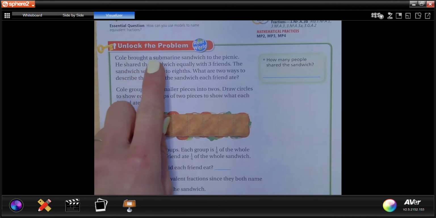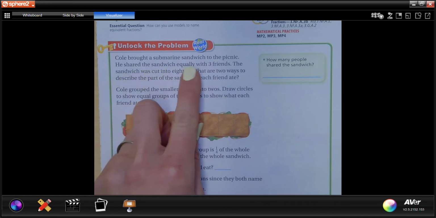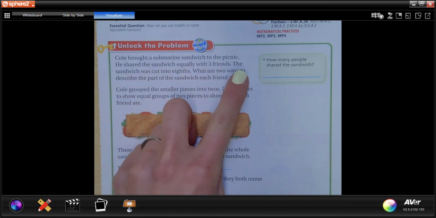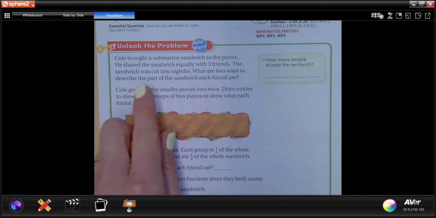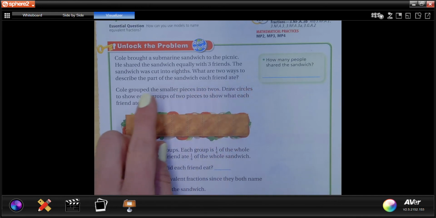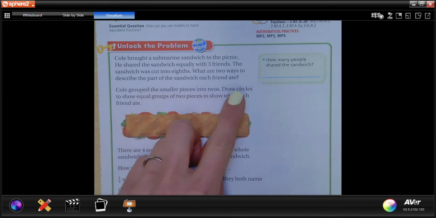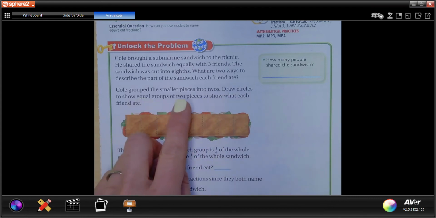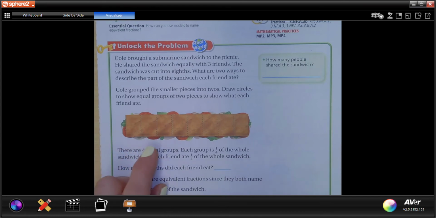Cole brought a submarine sandwich to the picnic. He shared the sandwich equally with 3 friends. The sandwich was cut into eighths. What are 2 ways to describe the part of the sandwich each friend ate? Cole grouped the smaller pieces into 2s. Draw circles to show equal groups of 2 pieces to show what each friend ate.